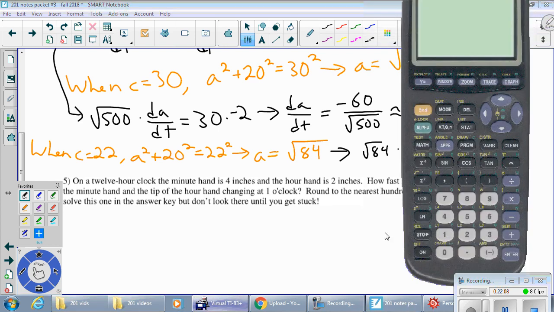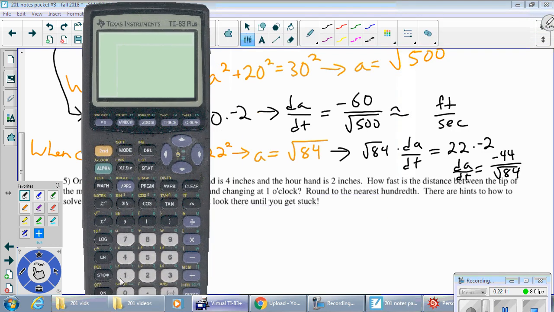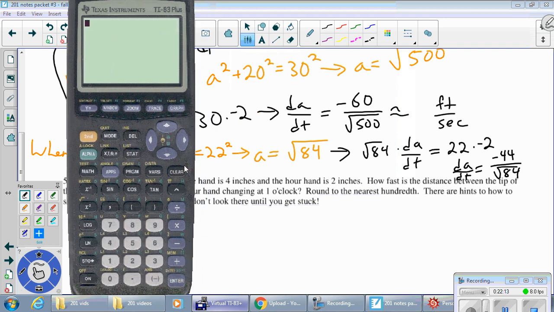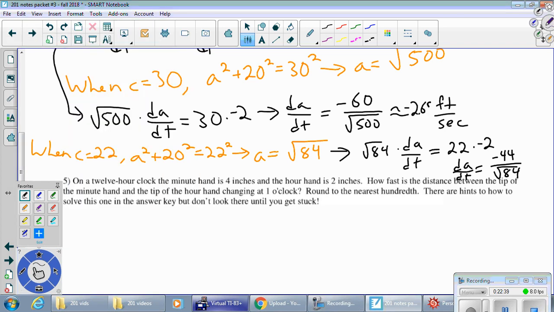Okay, so we're just typing these things on our calculator here. So -60 divided by the square root of 500. That's our first answer. And then -44 divided by the square root of 84. That's our second answer. So -2.68 and -4.80 feet per second for both of them.